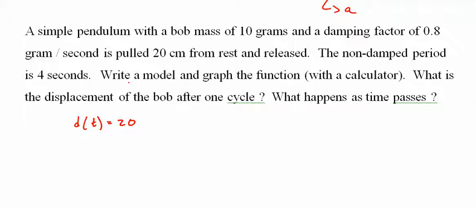It doesn't say if it's pulled 20 from rest then released. So this really should be negative 20 cosine. Not sure why it's not. Yeah, I'm going to leave it positive. Let's say it's pulled up. So that would make it positive. Who cares?